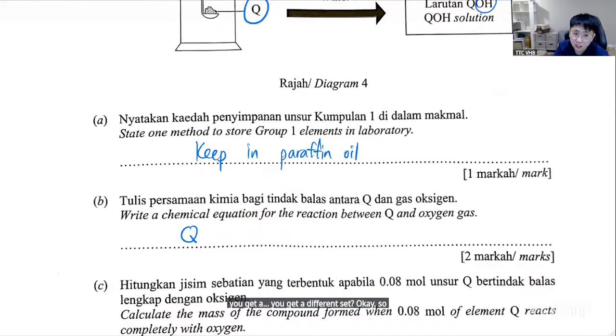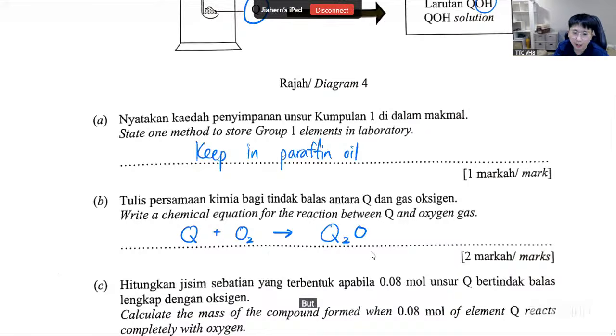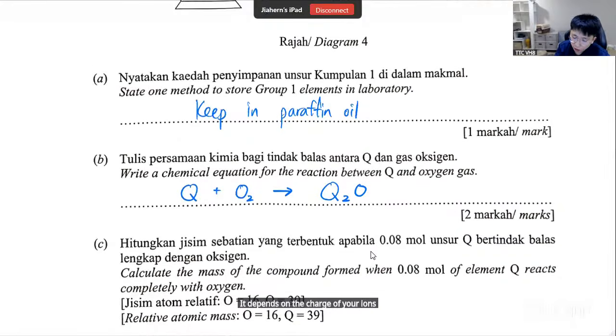So this idea here is you take Q plus O2, you get what? What do you form? Someone in the group chat said Q2O. Congratulations, Q2O is actually correct. But why Q2O? How do we determine the product formed on the right hand side? It depends on the charge of your ions. So Q is plus and O is 2 minus. When you swap, you get Q2O. Now the question is, how do I know Q is plus? Why can't Q be 2 plus or 3 plus?